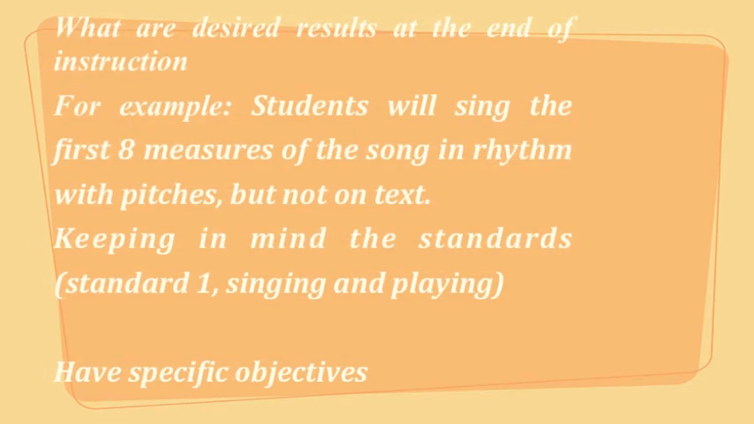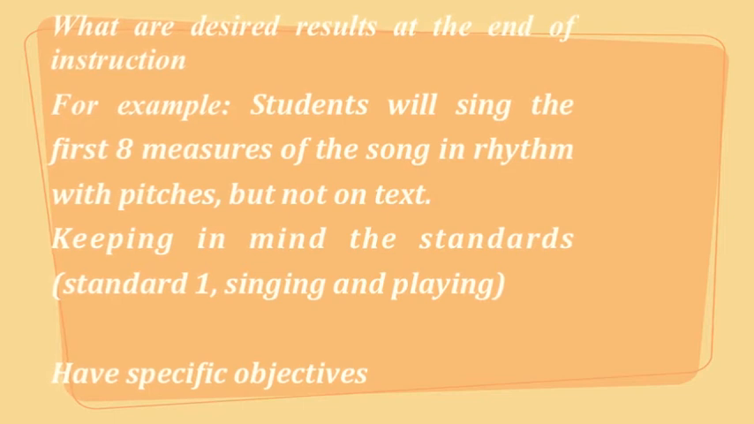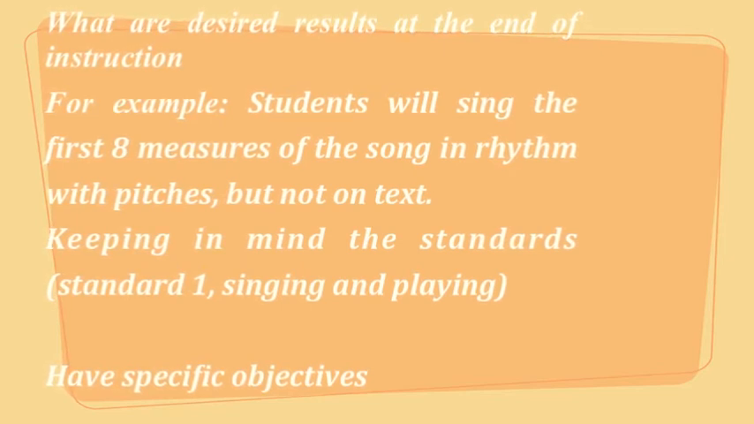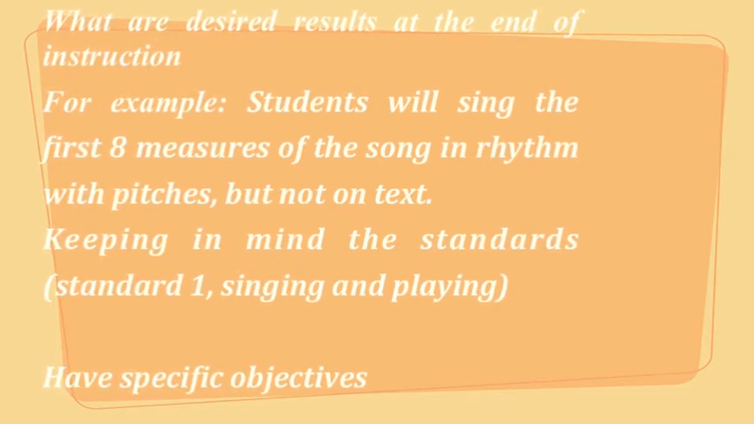What are desired results at the end of this instruction? For example, students will sing the first 8 measures of the song in rhythm with pitches but not text. Keeping in mind standards. For example, standard 1, singing and playing. And have specific objectives.